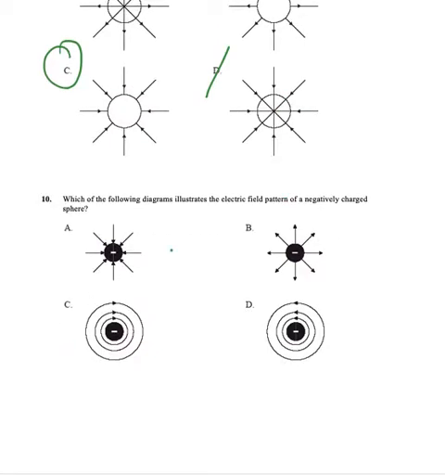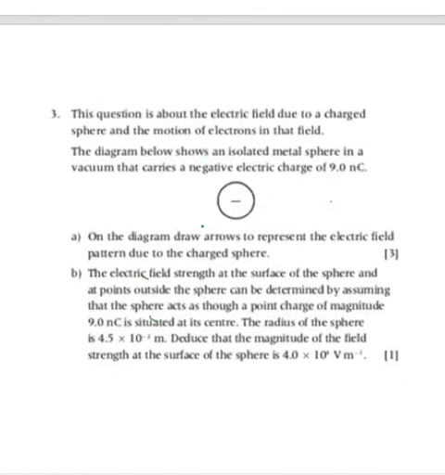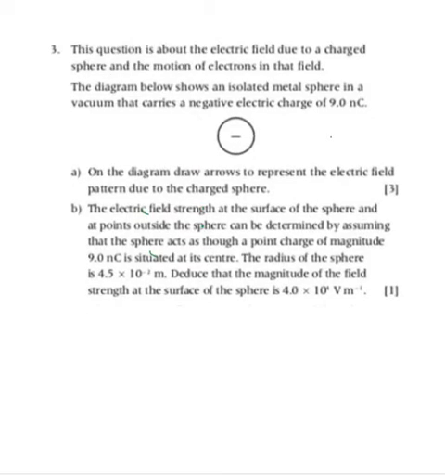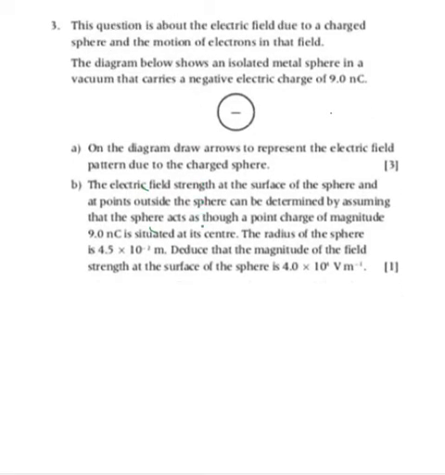Likewise, in number 10, again we have a negatively charged sphere. Answer is A. So that's that. Now, I also ask you to look at number 3 from the Oxford Study Guide at the end of topic 5 examples. So this is the question.